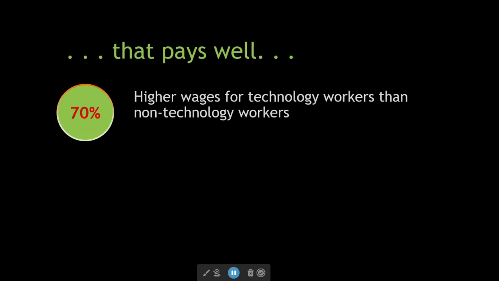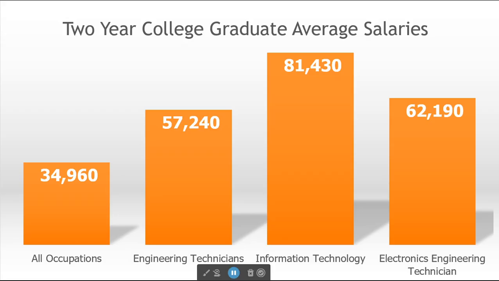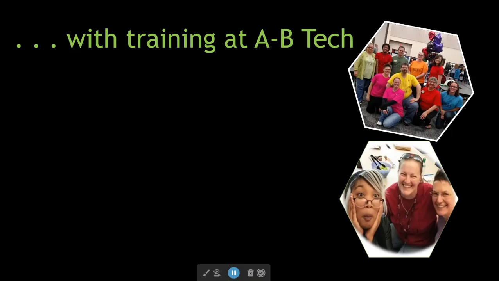They pay well. IT jobs pay approximately 70% higher wages than non-technology jobs. And the expected growth is 18% by the year 2022. This is looking at two-year college graduate average salaries, and you can see if you have a two-year degree, you could expect to start out at a job at about $34,000. However, if it is in IT, that jumps up to more than double that amount. Now notice these are national averages, so those salaries that you could get in Western North Carolina would not be quite that high, but proportionally, IT pays more.